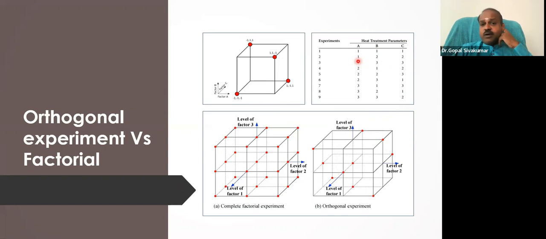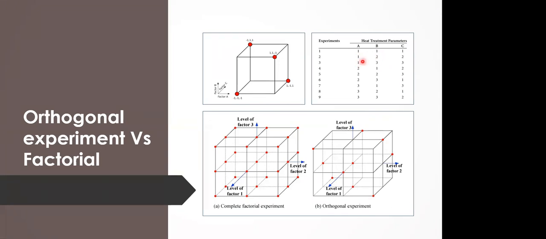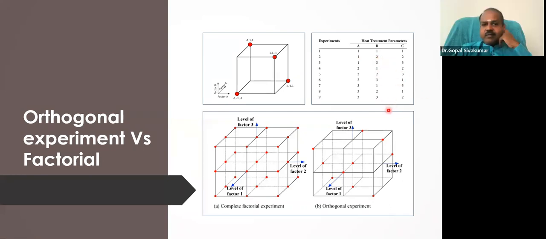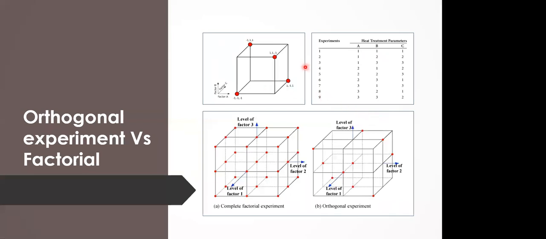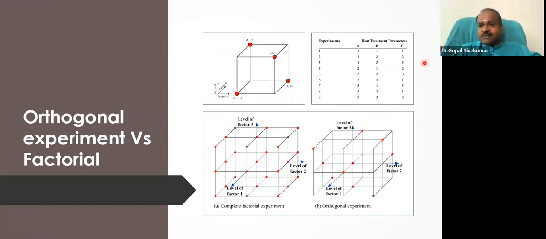Second row. What is the combination for A and B? 1 and 2. Do you have 1 and 2 somewhere else between B and C? Which row contains 1 and 2? 4th row. Now the array is called an orthogonal array. That's all. You got the point.